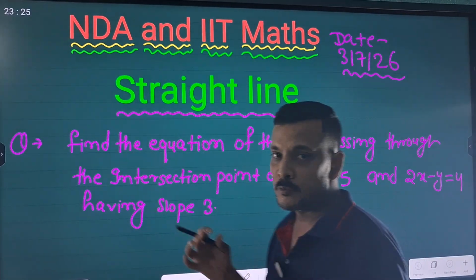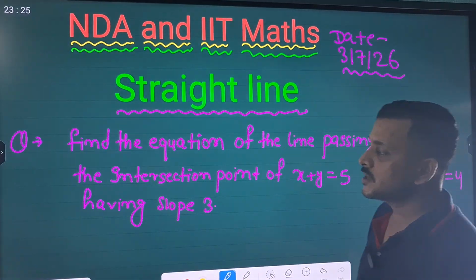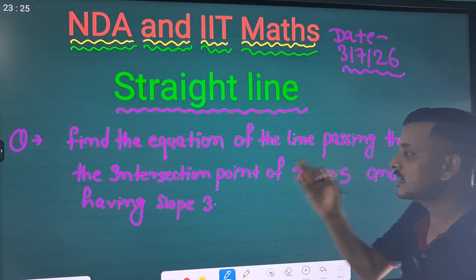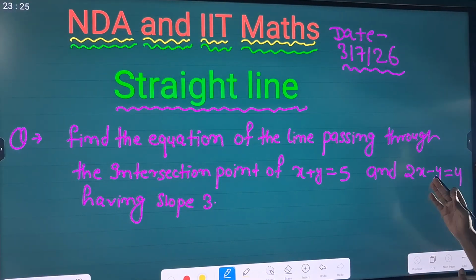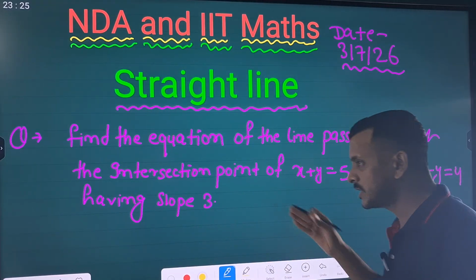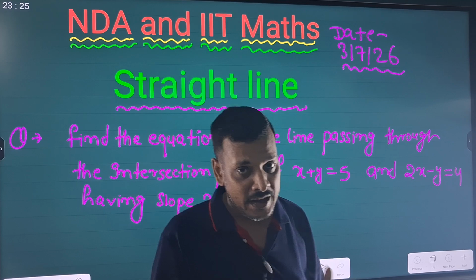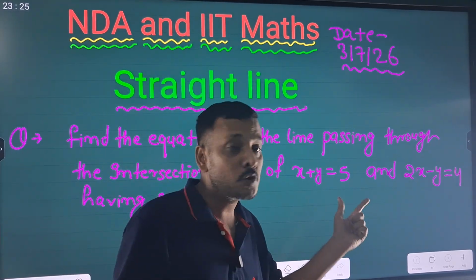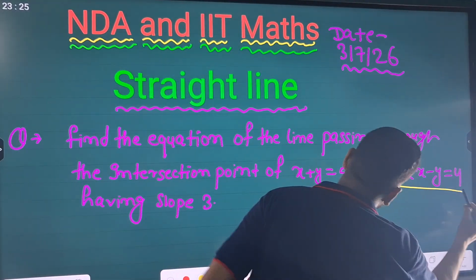Today also I am going to explain one of the important questions of a straight line. The question is, find the equation of the line passing through the intersection point of x plus y equals 5 and 2x minus y equals 4, having slope 3. That means you have to find the equation of a line which has slope 3 and which is passing through the intersection point of this equation and this equation.